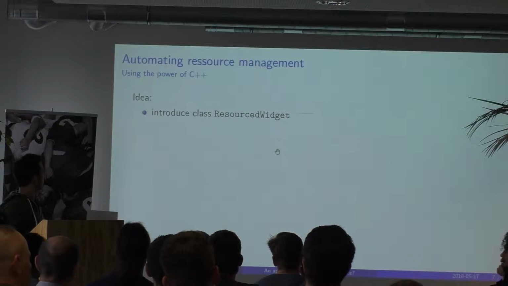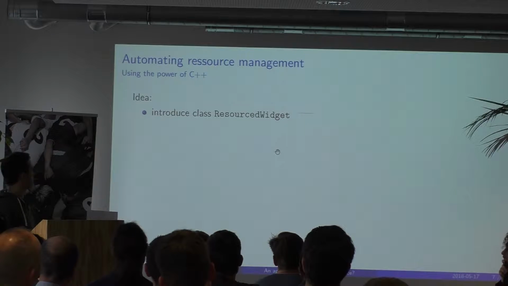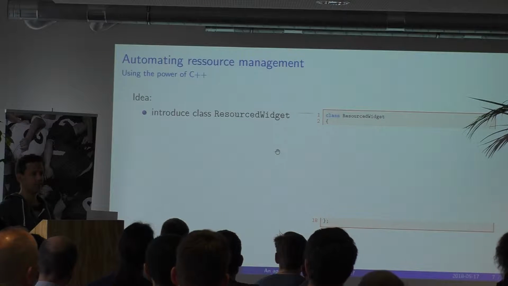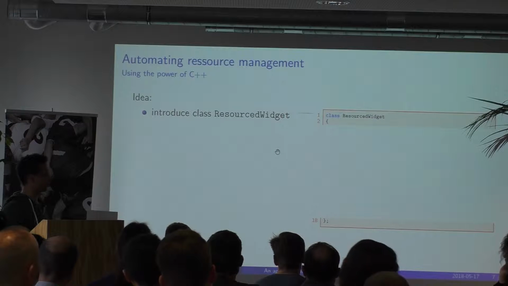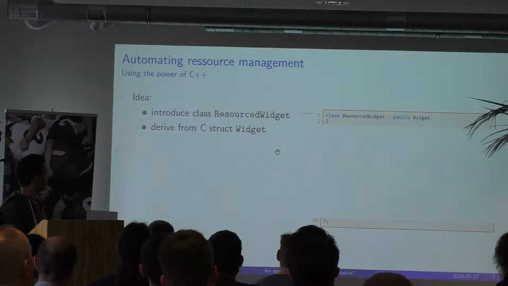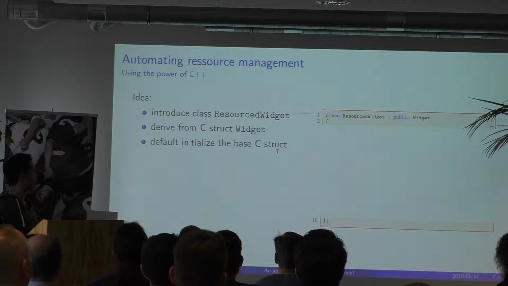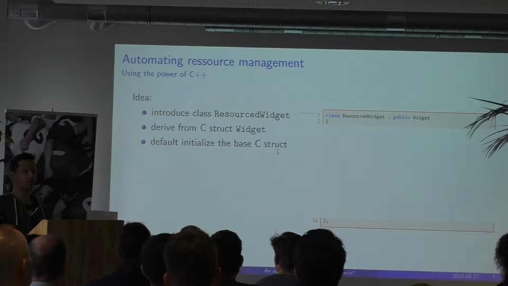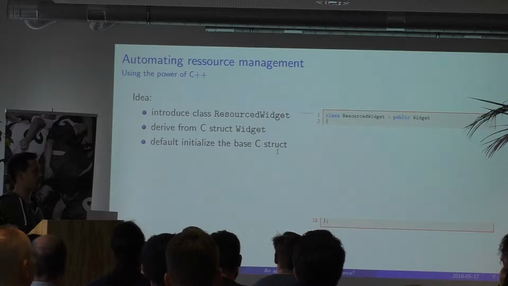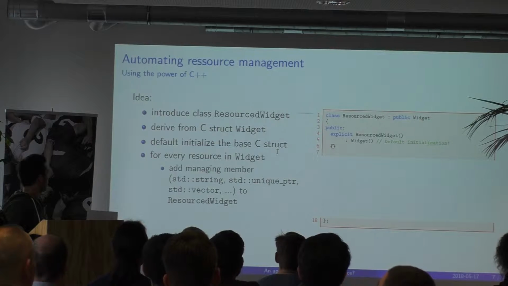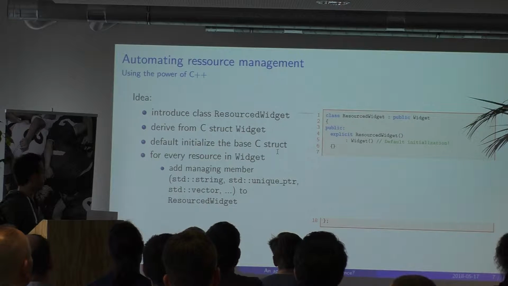So how do we fix this? The idea is to introduce a class ResourcedWidget, like this. The next step is we derive from widget, like this. A good thing is to default initialize the C struct. It has some pointers in it, and of course, we want them to be null pointers if there's nothing assigned. Okay, that's easy too. And now the fun part begins.